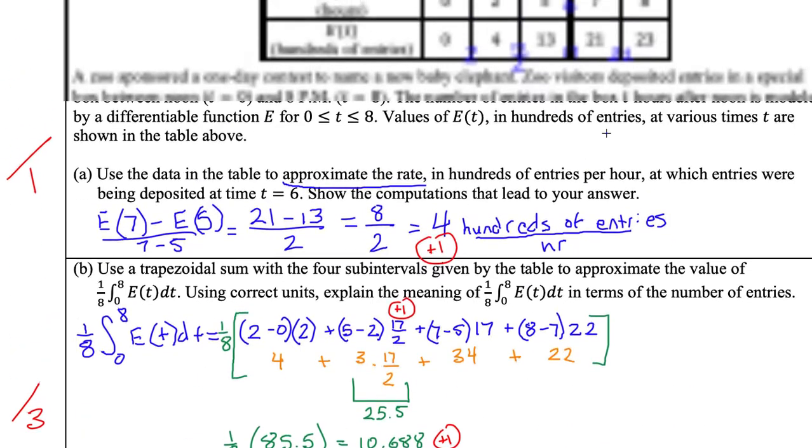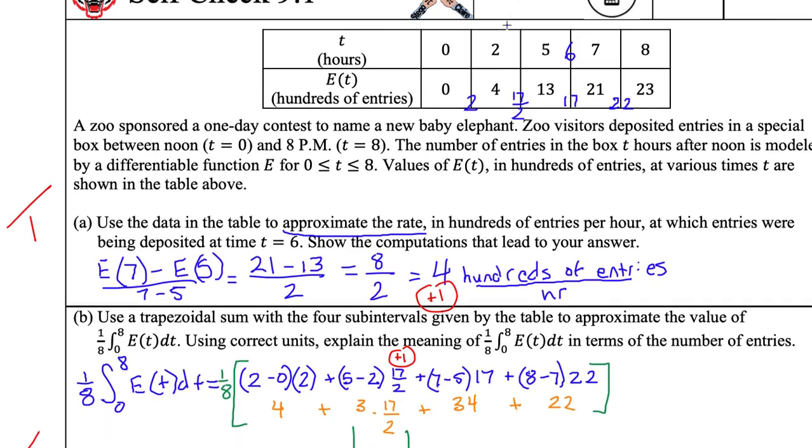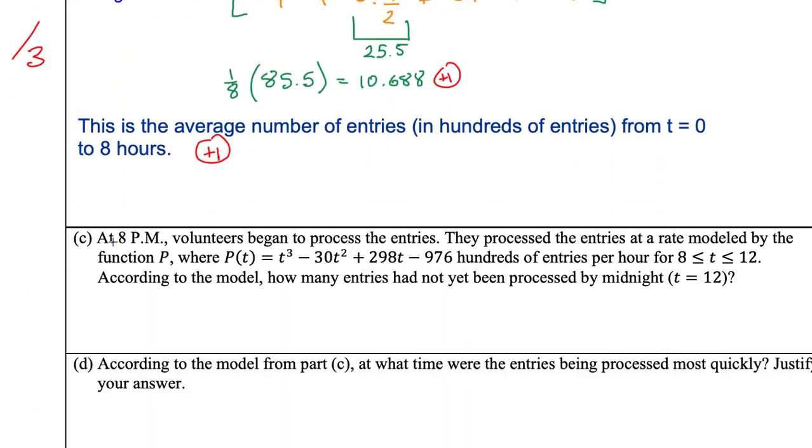Well, we know that we started now with 2,300 entries. So since all of our units are in hundreds of entries, I'm not going to say 2,300. I'm just going to leave the number 23. And I'll leave the units as hundreds of entries. So this is a start plus change equals n type of problem. Start plus change.